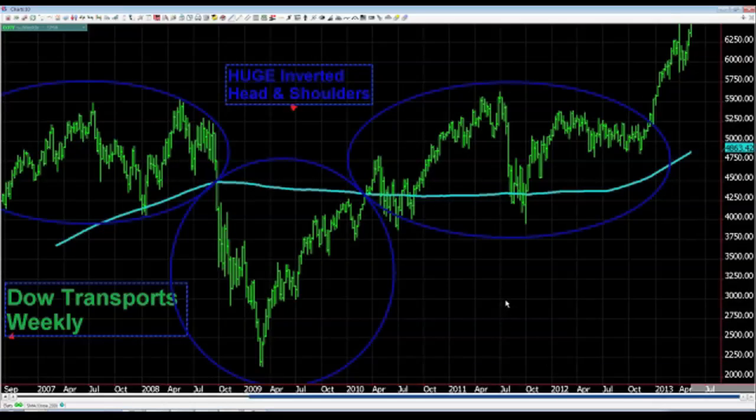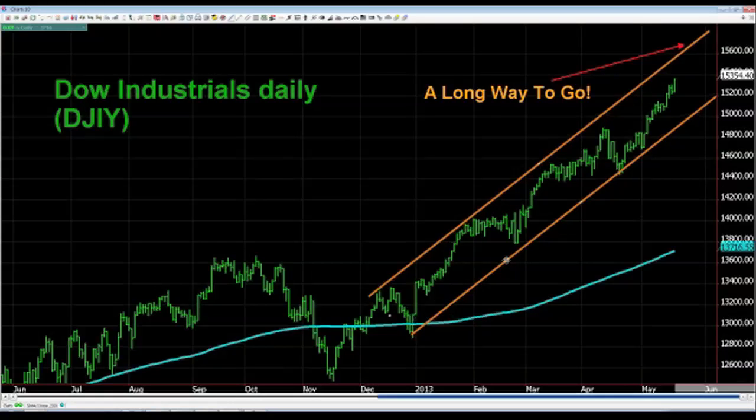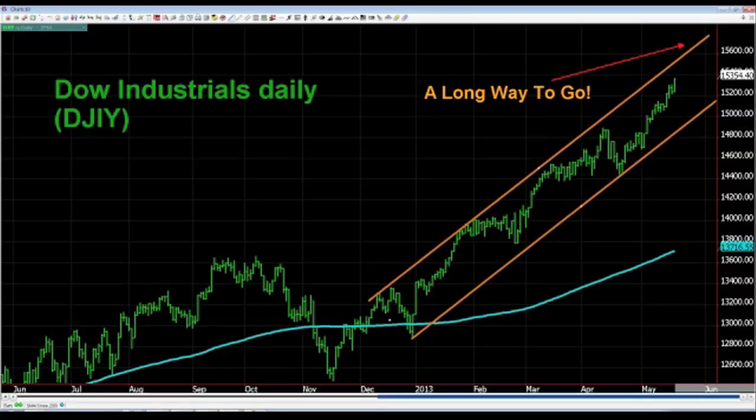Let's go look at the industrial average. Traders, the Dow Jones Industrial Average daily bar chart. Look at this beautiful parallel channel. I mean, you could not ask for more as you watch the market go from the bottom to the top, right? It's the bottom, top.